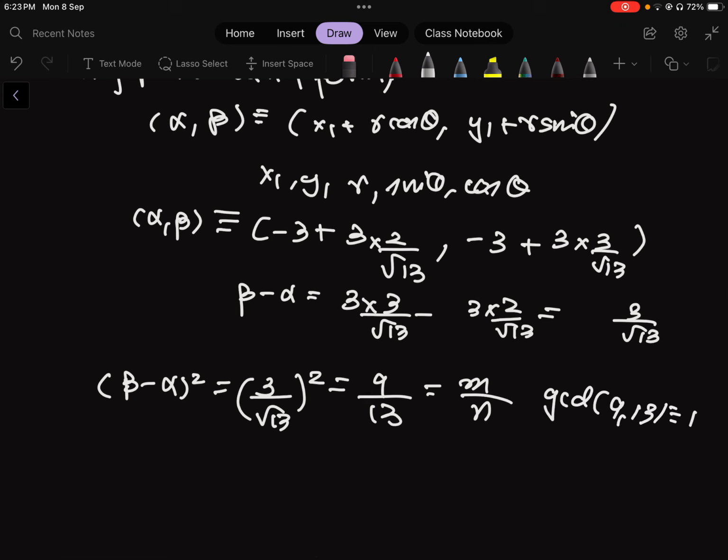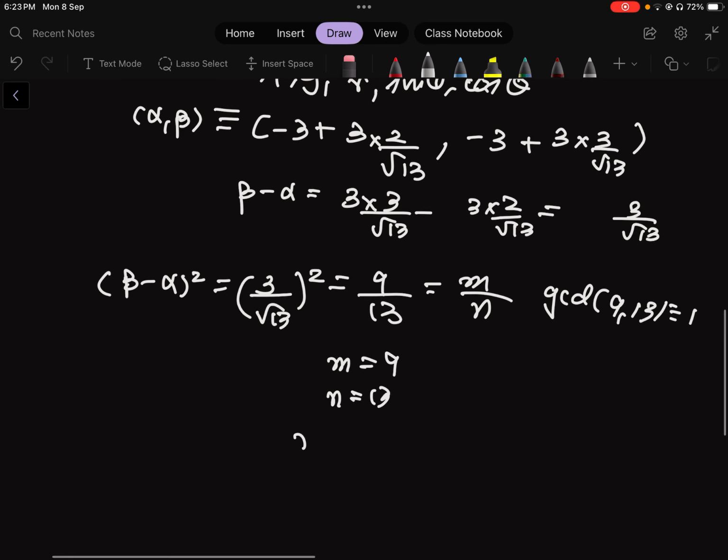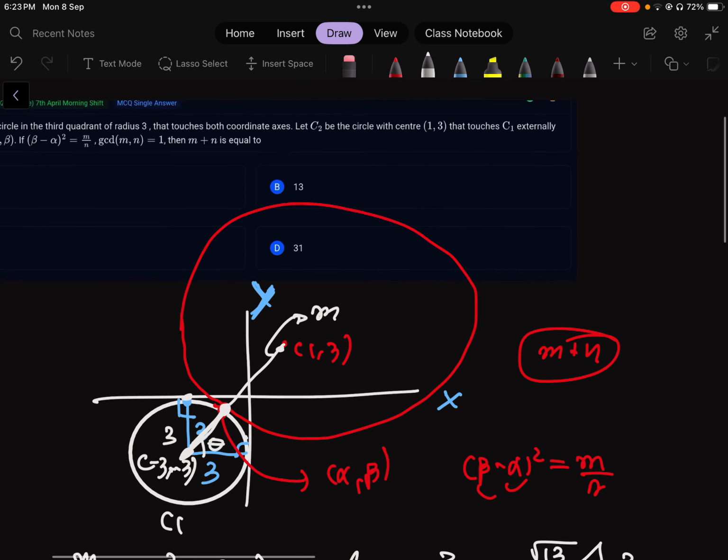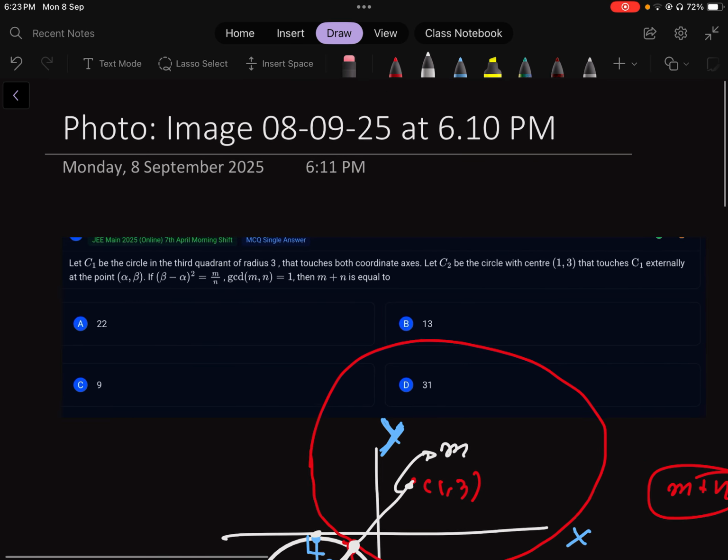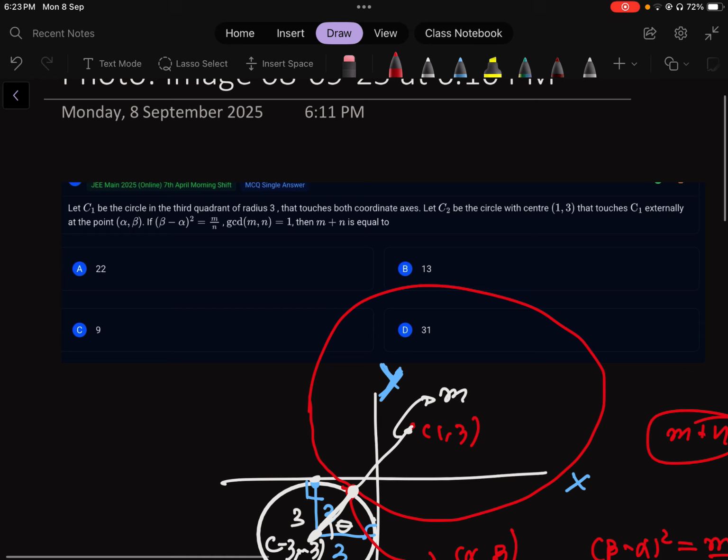So this is our answer. m is going to be 9, n is going to be 13. And since the question asks for m plus n, that has to be 22. So the final answer is going to be option number A, 22. Hope that makes sense.